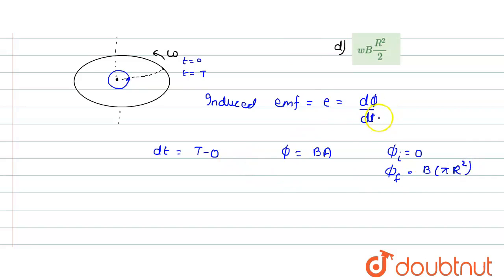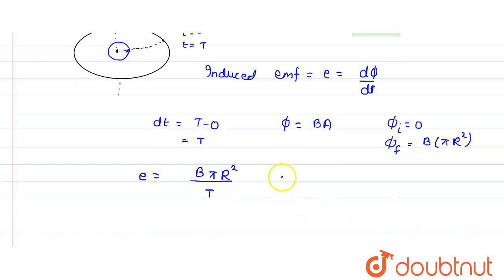So we can put the values here and we can get the value of the EMF. Our EMF would turn out to be the change in the flux, which is B into pi into r square, divided by the time period, because dt would be T minus 0, which is T. We don't know T, but we know omega, and we know the relationship between T and omega. Time period is 2 pi divided by omega.